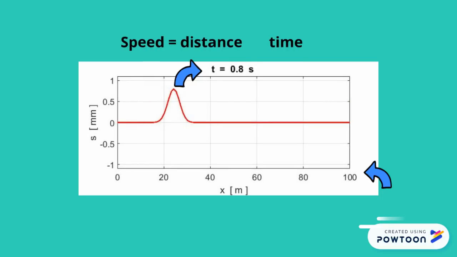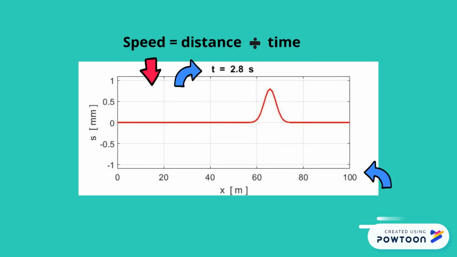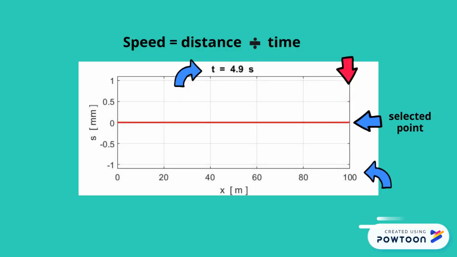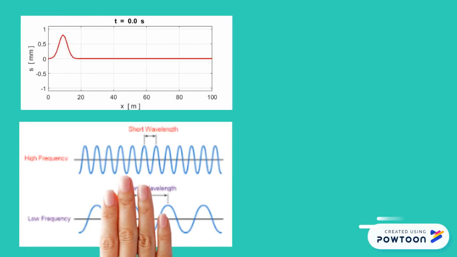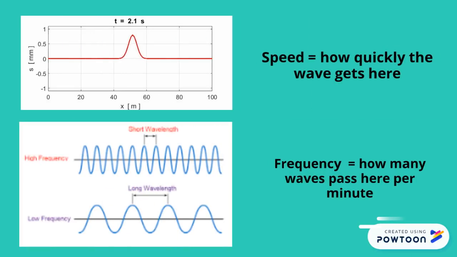To measure a wave's speed, you'll need to watch a single crest and time it as it moves across a selected point. Students often confuse speed and frequency. They seem a lot alike at first glance. Make sure you pay attention to how they are different. Speed is how long it takes for one wave to reach this spot. Frequency is how many waves pass this spot in, say, a minute of time.